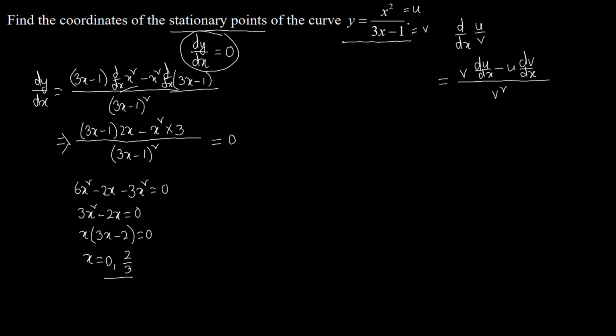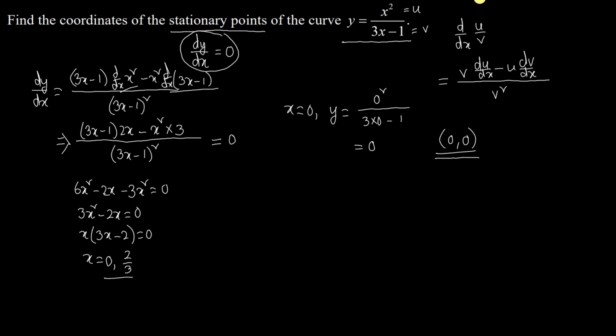Now our target is to find the y value. For getting the y value, we need to put these x values in our main equation. y equals to, our expression is 0 square over 3 into 0 minus 1. So as the numerator is 0, the whole expression becomes 0 definitely. So one stationary point is 0 comma 0, this is one answer from this question.